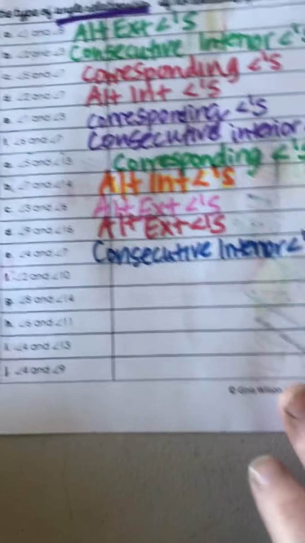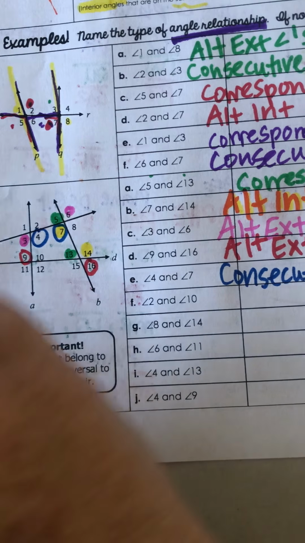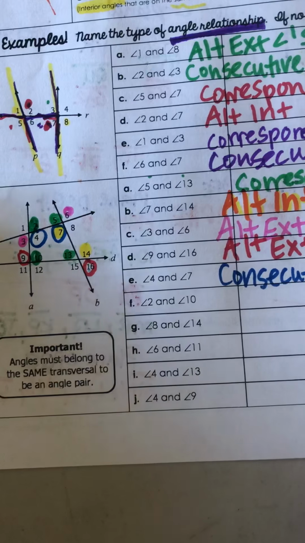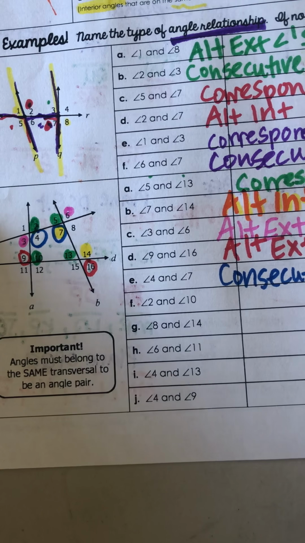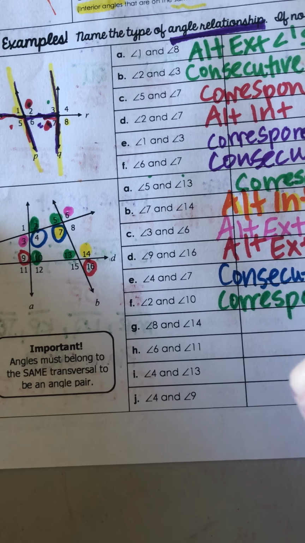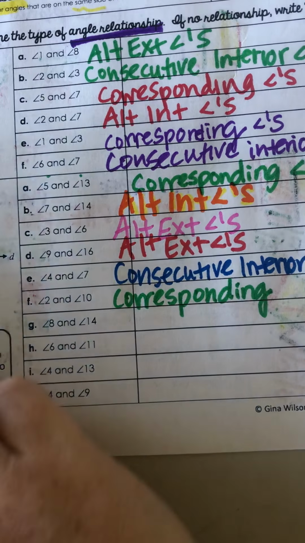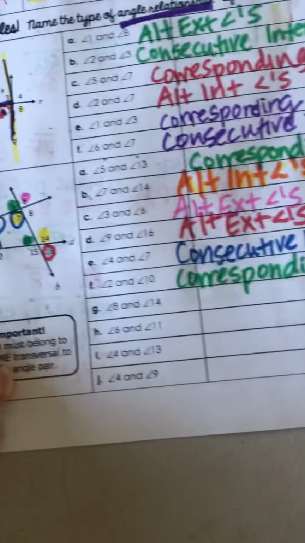Okay, let's just do 2 more examples and then you can try the rest on your own. So 2 and 10, I'll do green again, 2, 10, because they have the same kind of relationship as 5 and 13. Okay, those are corresponding. They lay on the same side of their transversal in the same location.